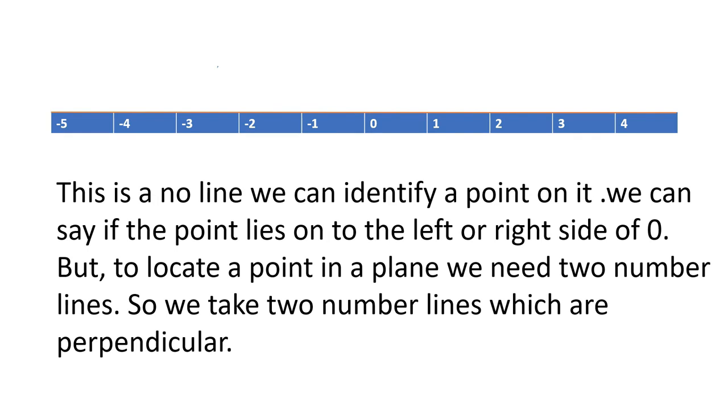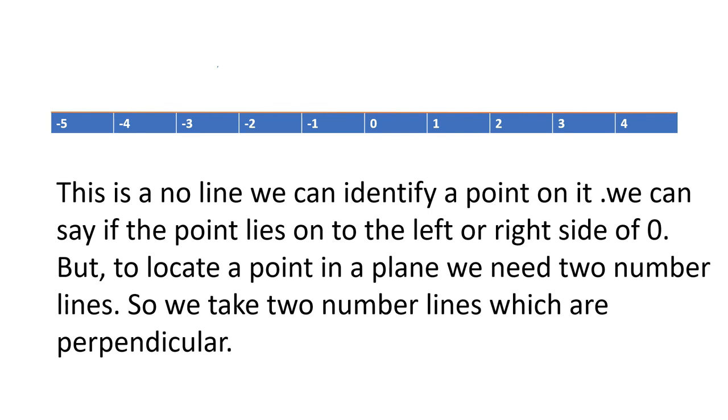Suppose I say -1, it lies on the left side of 0, and if I say +5, it lies on the right side of 0. So on a number line, with one single number line, we can identify or mark any point.